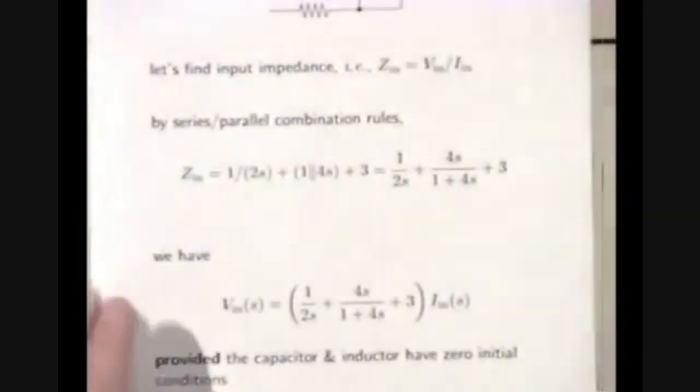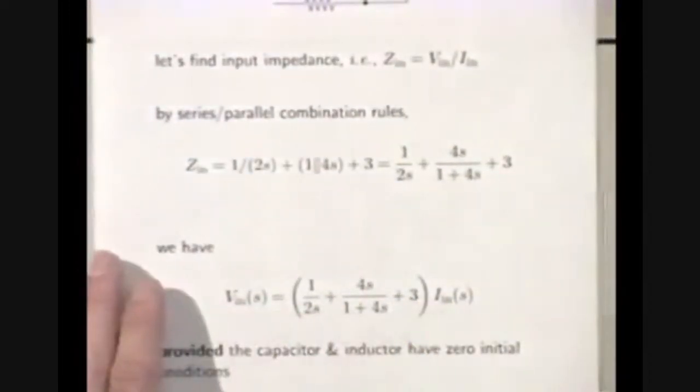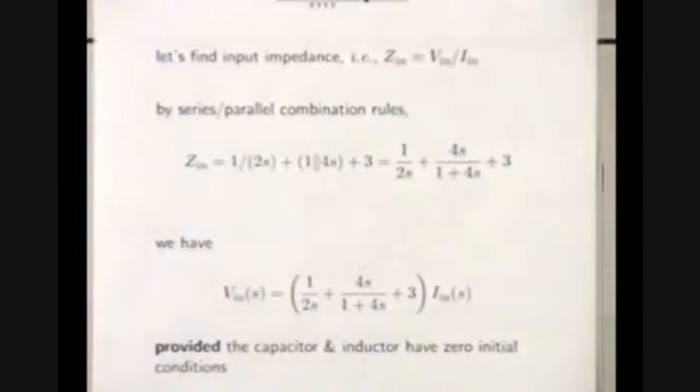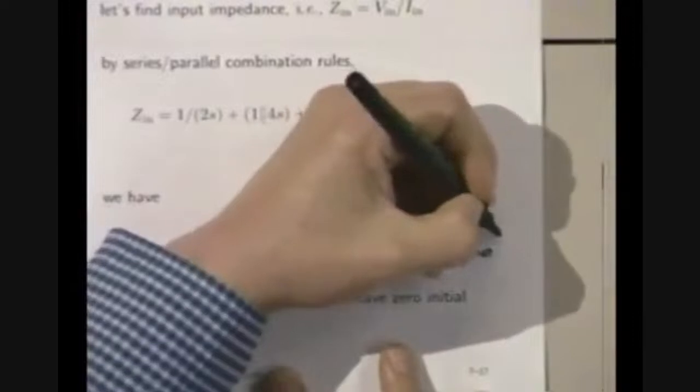What if you don't have zero initial conditions? How would you go about solving the problem? That's a good question. So what if you don't have zero initial conditions here? Can you make this statement in that case? No, it's false. If there are not zero initial conditions, there will be something else out here. In fact, it will be V natural of S.